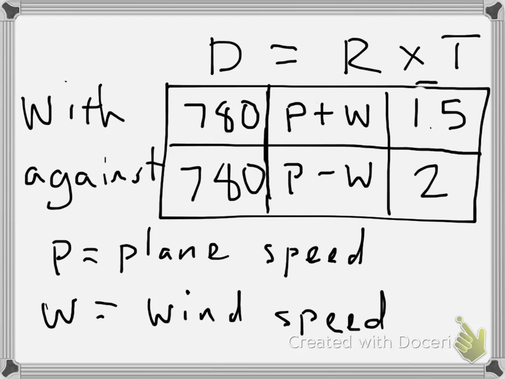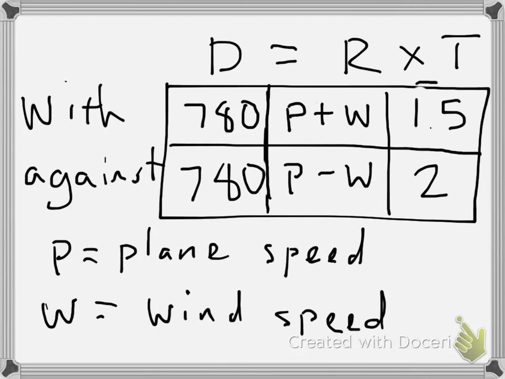So if we go right across the row in this table, we can get equations that are going to form our system, right? Just using that exact relationship. Our first equation for the with the wind column will be 780 equals P plus W times 1.5. Just plugging right into that equation up top there. Against the wind, 780 equals P minus W times 2, and that will give me my second equation.